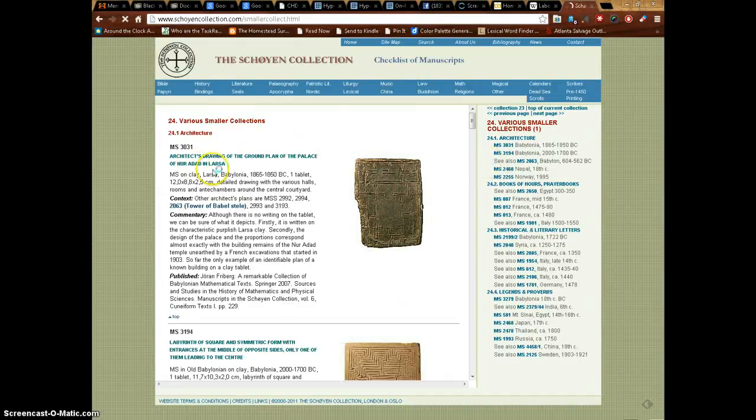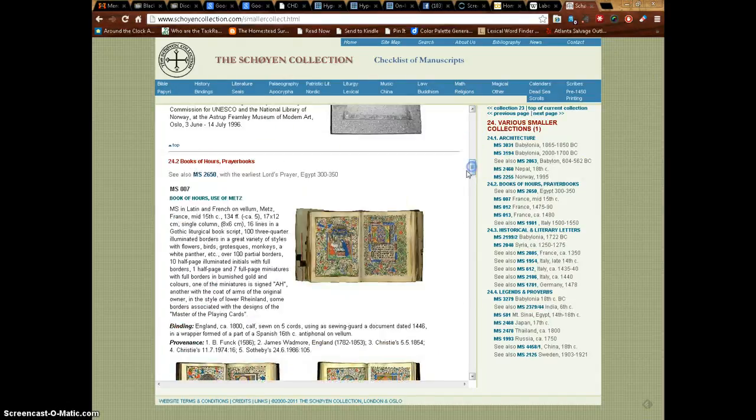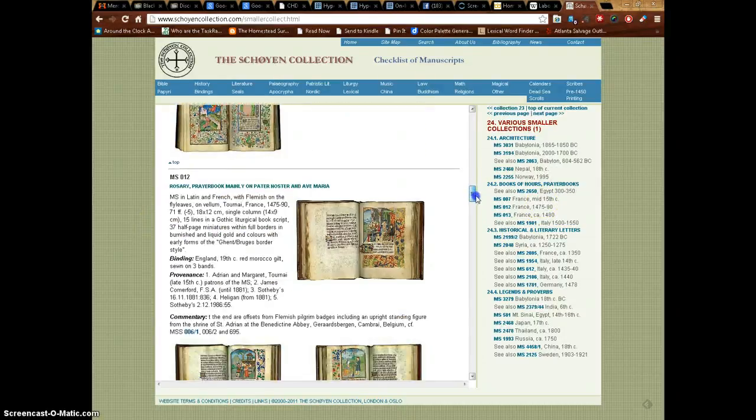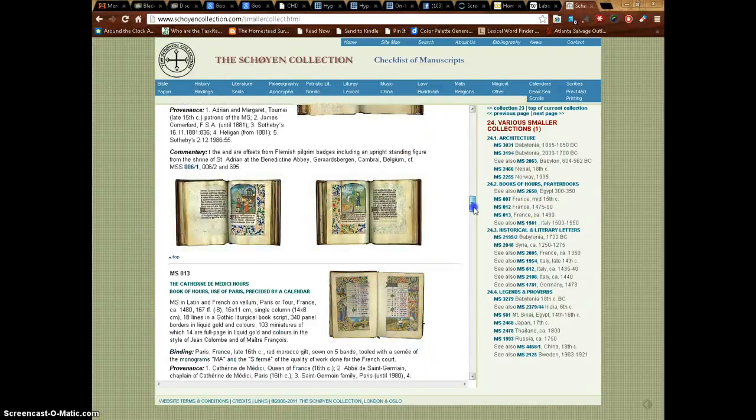And it will tell me, I can go digging and find out where it's from. This is a Book of Hours use. That one's a Book of Hours use of Metz. Let's see, there are some others. Let's see if I can find the one.